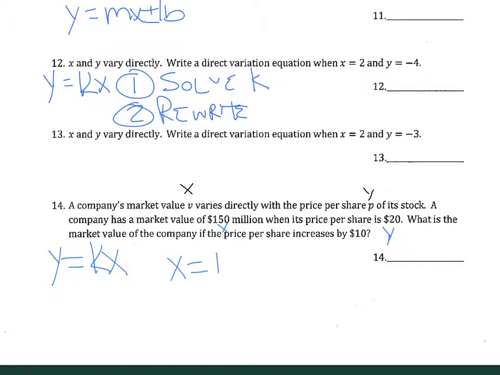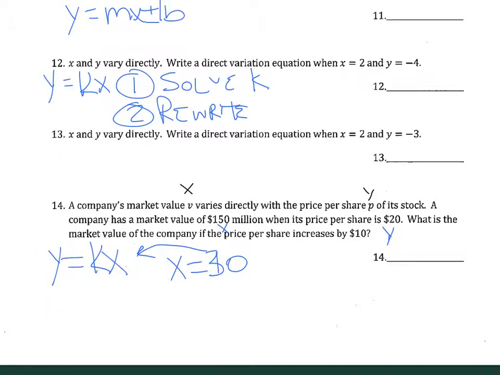Then we're going to refigure what Y is. It says if it's increased by $10, so the price per share was 20, so now the price per share is going to be $30. So replug this back in for X and use the K that you found to find your new Y. That'll give you your new market value.